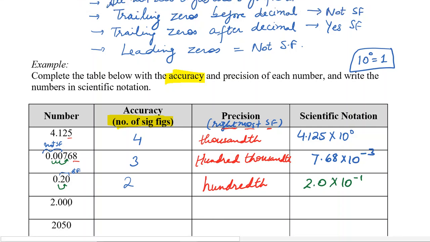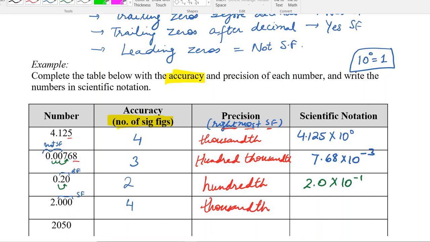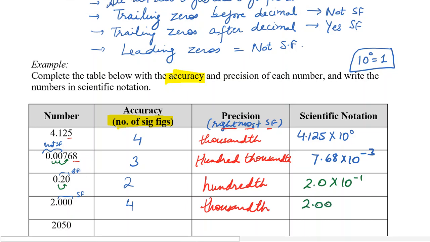In 2.000, all the trailing zeros are significant because they're after the decimal. So the number of sig figs is 4. These zeros are significant because they're after the decimal. Precision is tenth, hundredth, thousandth place. So thousandth place. And the scientific notation would be 2.000 times 10 raised to power, we didn't move the decimal place, so 10 raised to power 0.